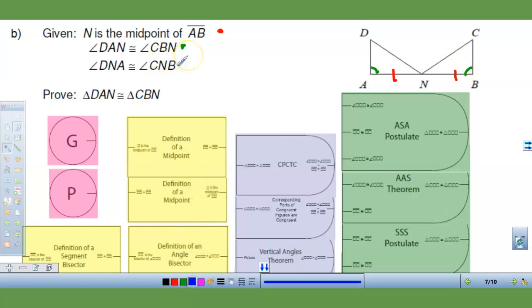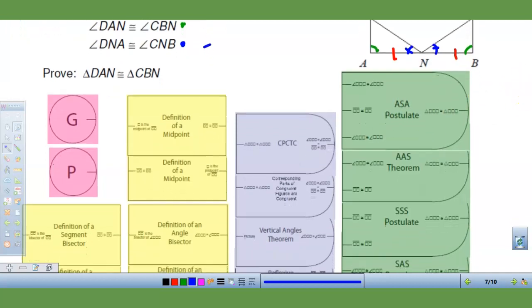And then we have a second given. Givens are just congruent statements with no reason given, automatically assumed to be true. So DNA, right here, and CNB. Right away you can see that this is an angle, side, angle congruence. So we can actually start at the very end and know we're using angle, side, angle, and have that ready to go.